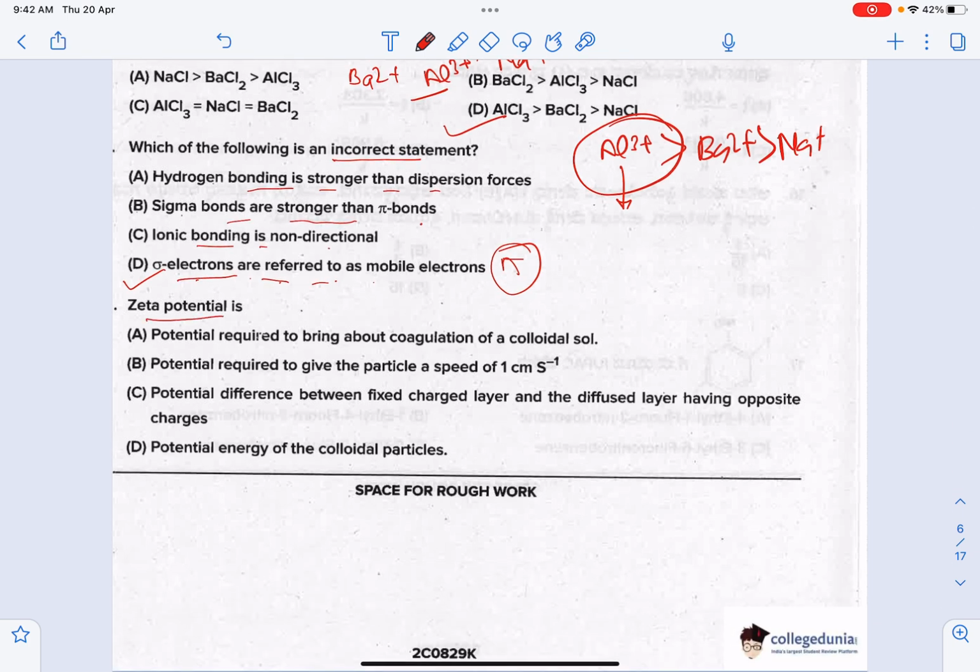Here it is asked: zeta potential is the potential required to bring about coagulation of colloid solution, the potential required to give a particular speed of 1 centimeter, the potential difference between the fixed charge layer and the diffuse layer having opposite charges, or the potential energy of the colloidal particle. Okay, the correct option is C, the potential difference between the fixed charge layer and the diffused layer having opposite charges.